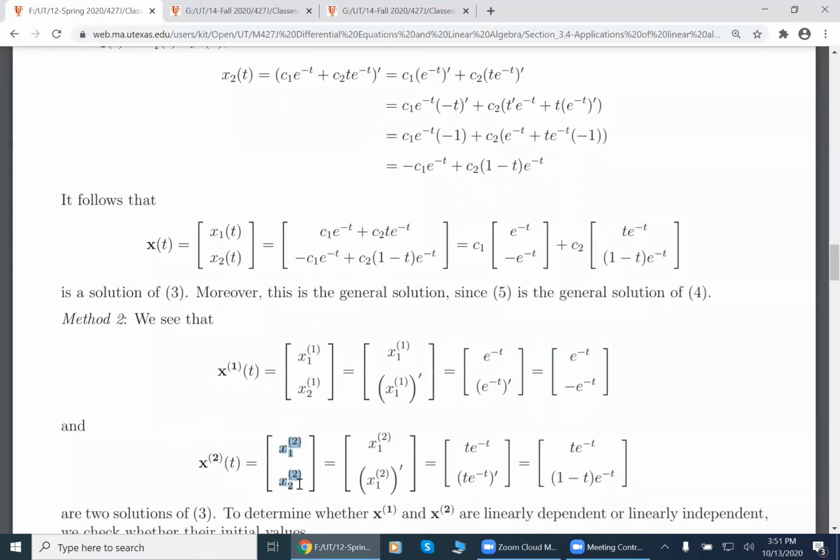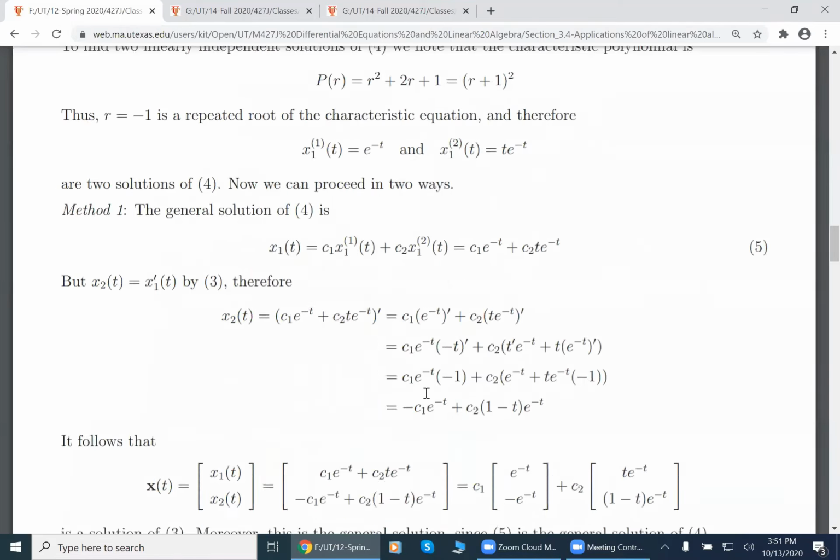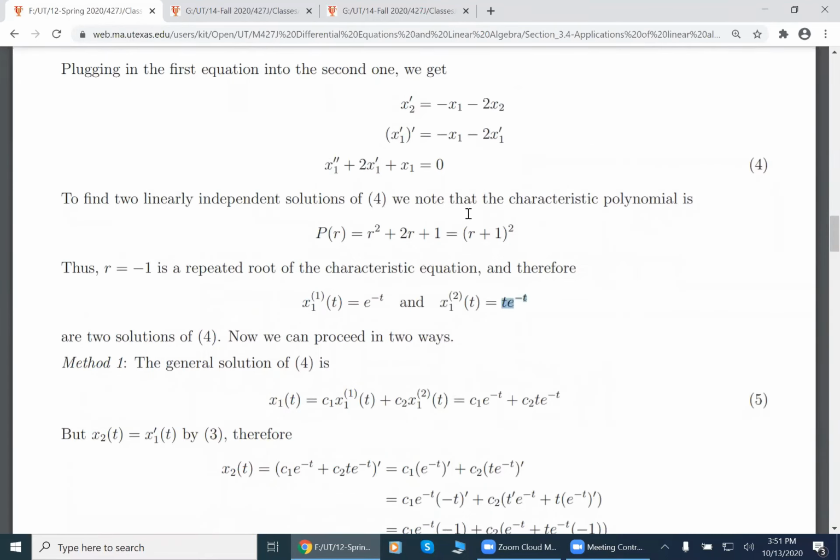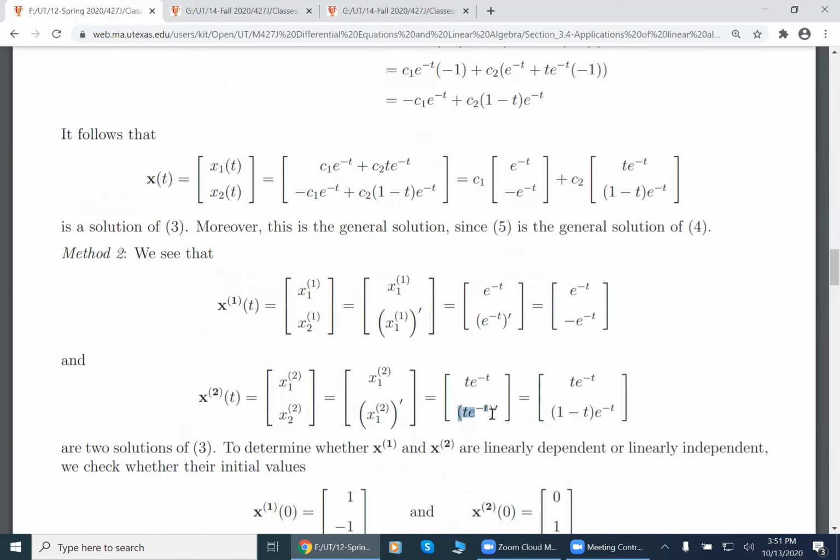We do the same thing over here, but now x1,2 is the second particular solution of our equation. We find the derivative, done. This is particular solution number 1 of our system. This is particular solution number 2 of our system. The general solution is C1 times this plus C2 times this.